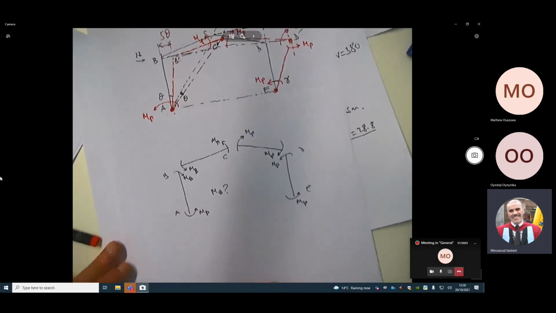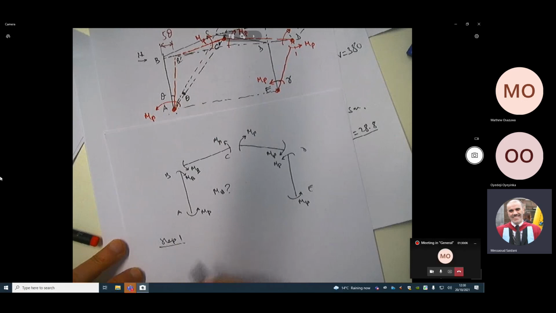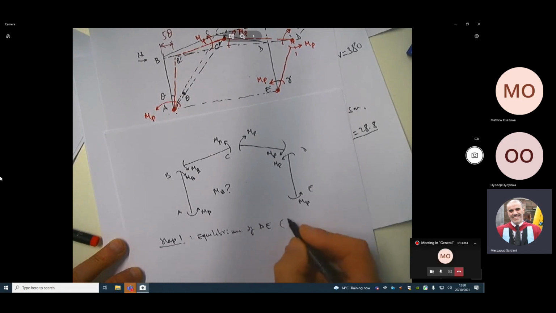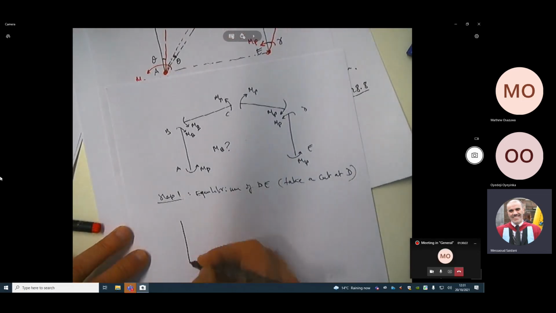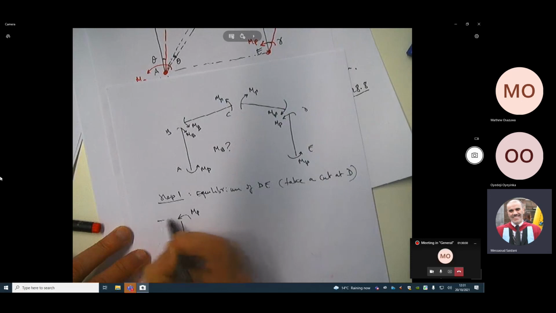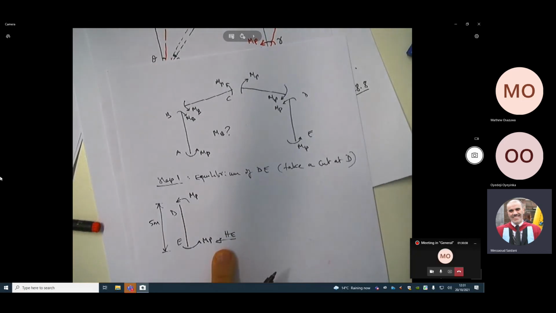Okay? So step one, we take the equilibrium of D. In other words, we take a cut at D. So this is column ED. We have anti-clockwise MP. The height is 5 meters. We also have a horizontal reaction HE here. There is also a vertical, but we don't need it.